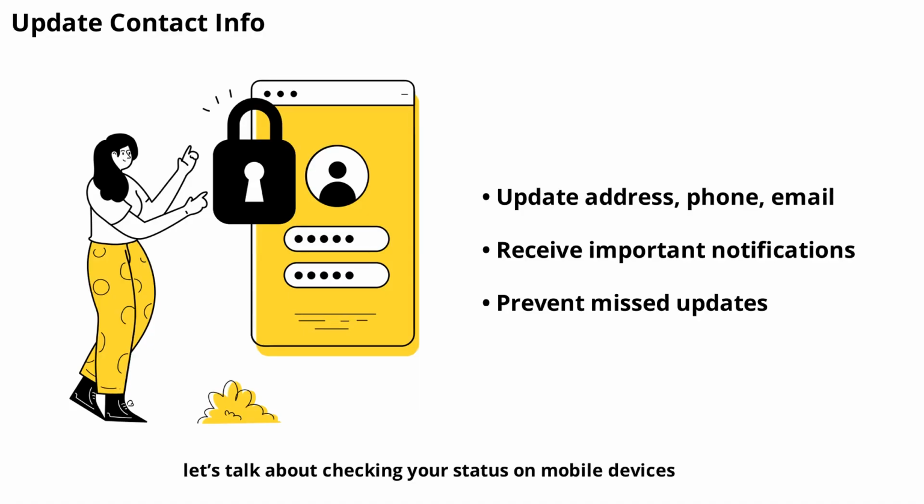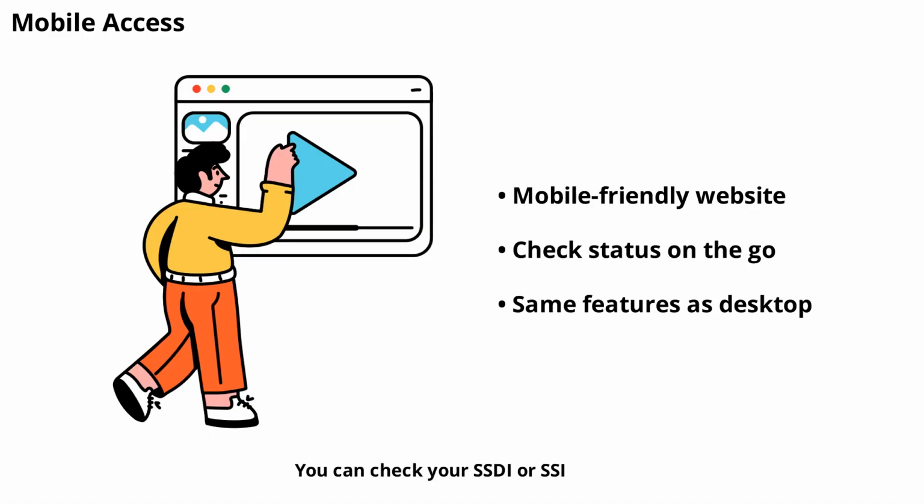Next, let's talk about checking your status on mobile devices. You can check your SSDI or SSI application status from your smartphone or tablet. The SSA website is mobile-friendly, so you can log in and view your status on the go. Just open your browser, visit www.ssa.gov, and sign in as usual. All the same features are available, making it easy to stay updated wherever you are.